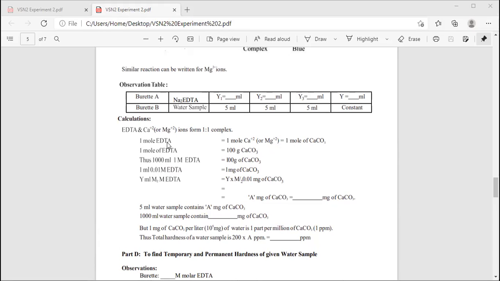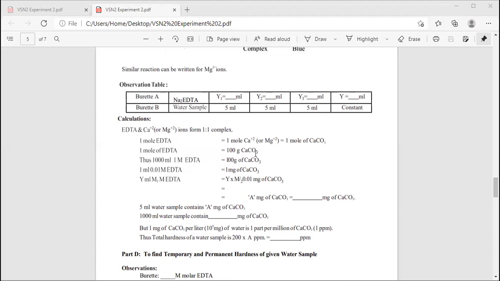Now we'll see what is 1 mole of EDTA. 1 mole of EDTA means 1 liter of 1 molar EDTA. 1 liter is 1000 ml. So it will be equivalent to 100 gram of CaCO3 from this equation: 1000 ml of 1 molar EDTA is equivalent to 100 gram of CaCO3. Now it is in gram. We want to convert it into milligram. So what we have to do? We have to multiply by 10 raised to 3.